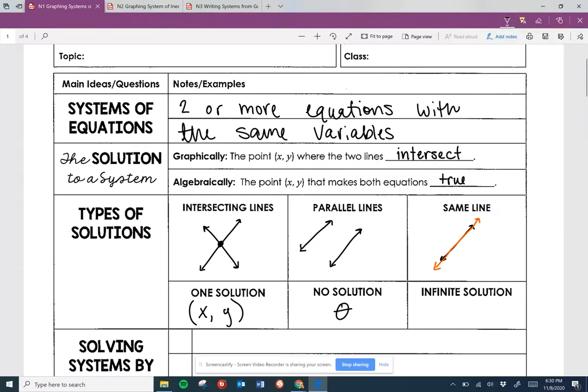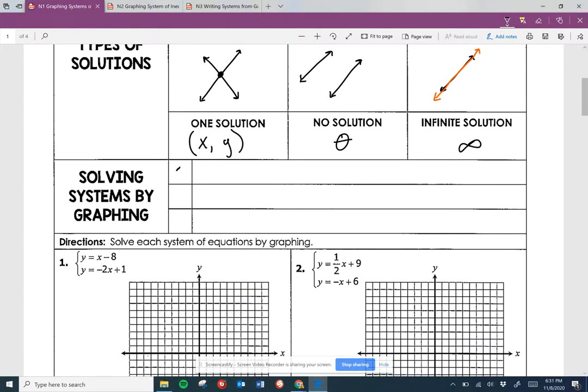Okay, there are three steps to solve systems of equations. The first step is to get both equations in slope-intercept form. So basically, we want to make sure that y is by itself. Second, we are going to graph the equations. And then we can find the intersection.